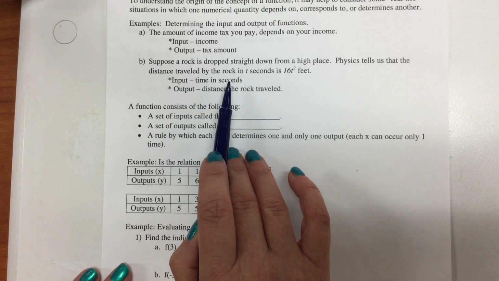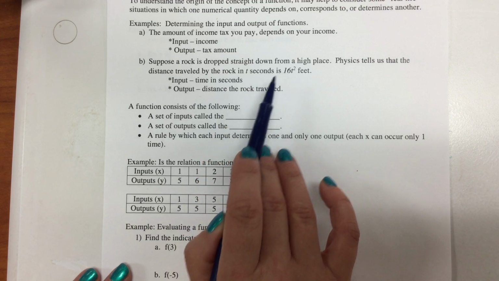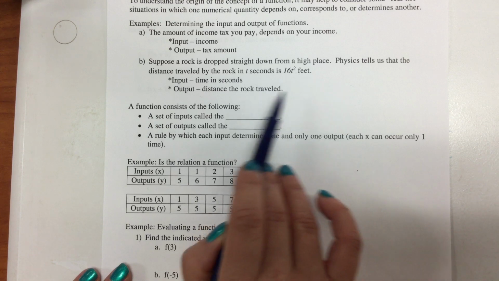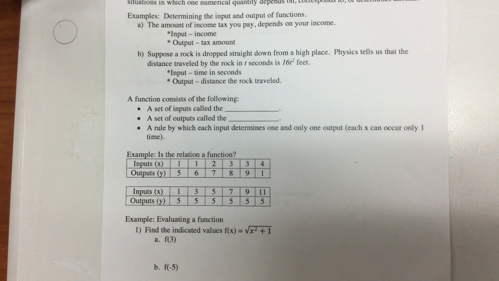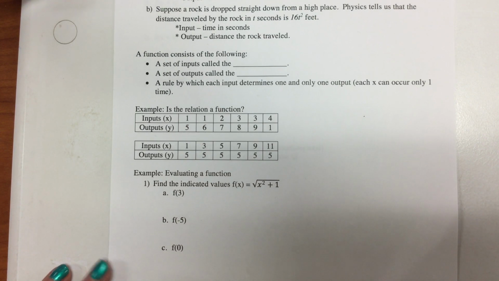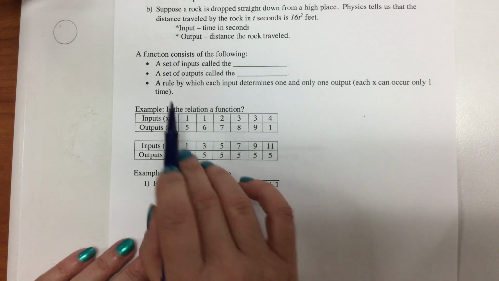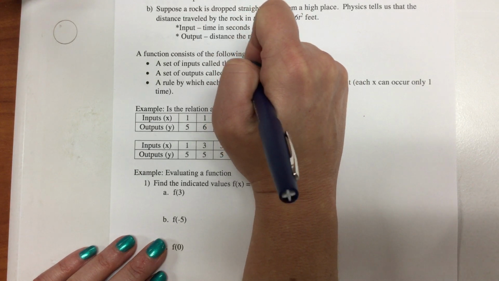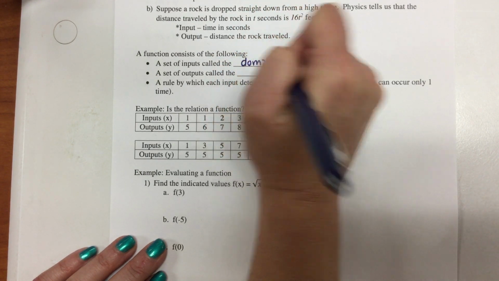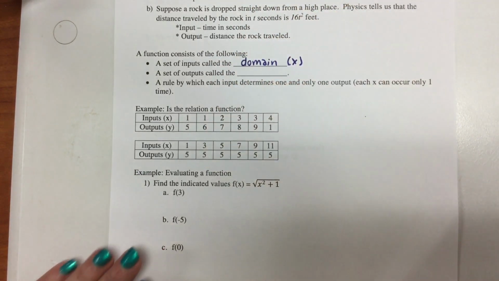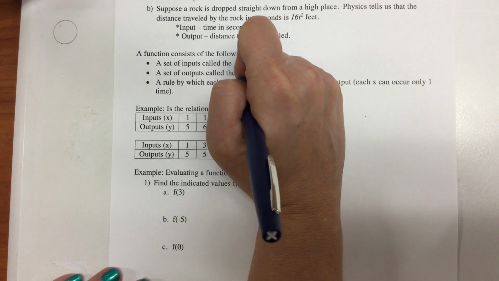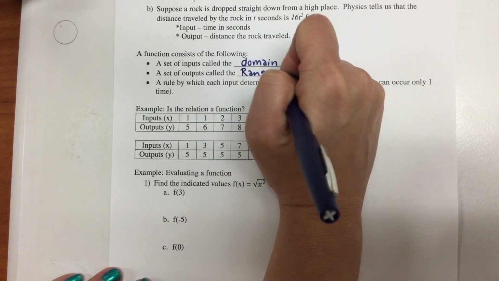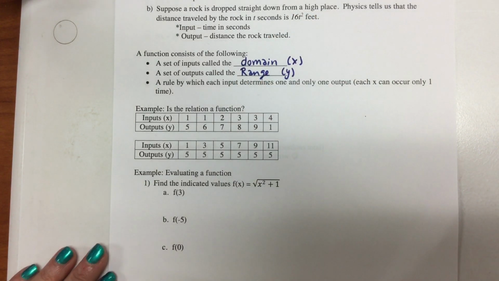If you know how many seconds ago you dropped the rock, you could fill it into the formula, and the output is how far that rock has traveled. What is that distance? A function consists of the following. It has a set of inputs. Your inputs are called the domain. They are your x values. There is a set of outputs. Your outputs, that's called the range. And the range, those are your y values.